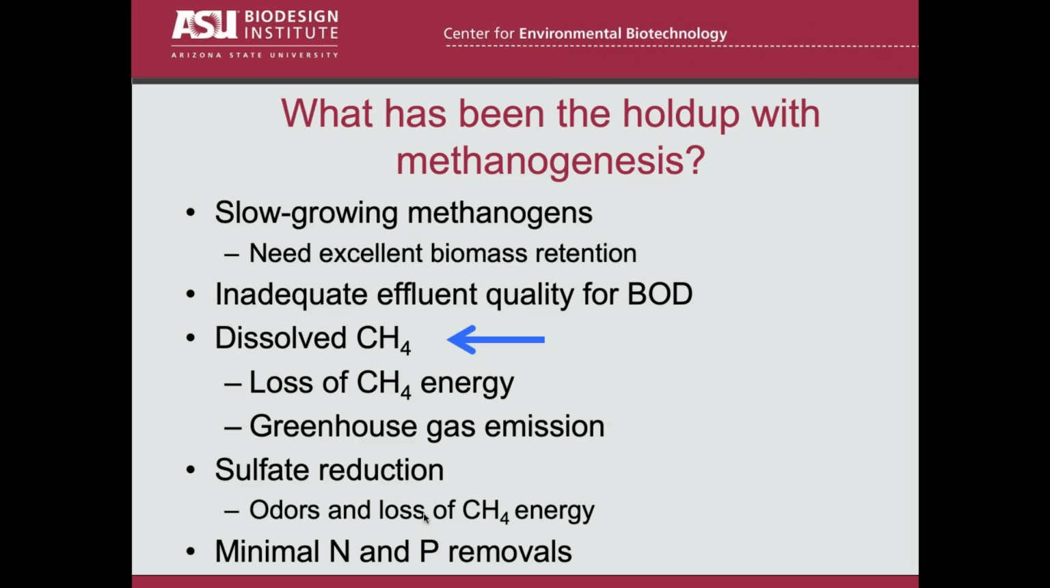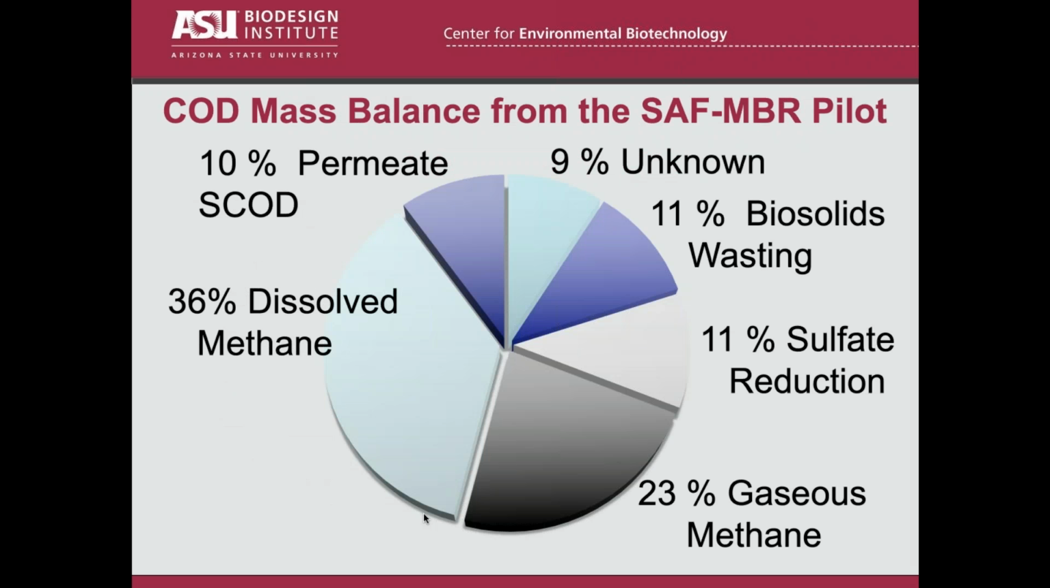So now let's look at the SAF MBR, where they actually assessed where the COD was going and where the methane was going. And so here in the next slide is a graphic of a typical output of where the COD went in the effluent from one of their SAF MBRs. And you can see here, there's almost 60% of the COD went to methane.